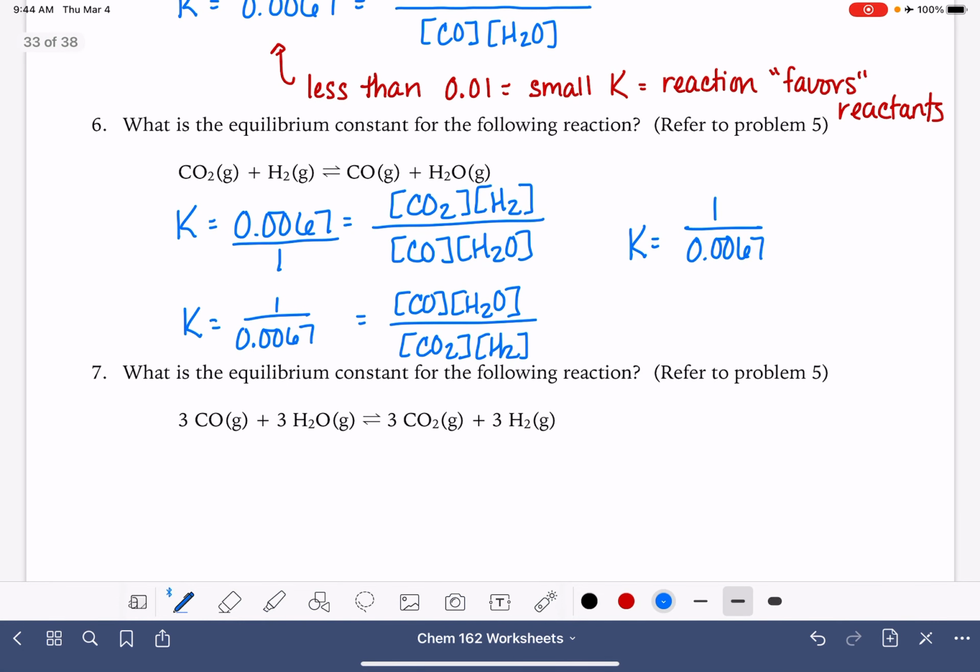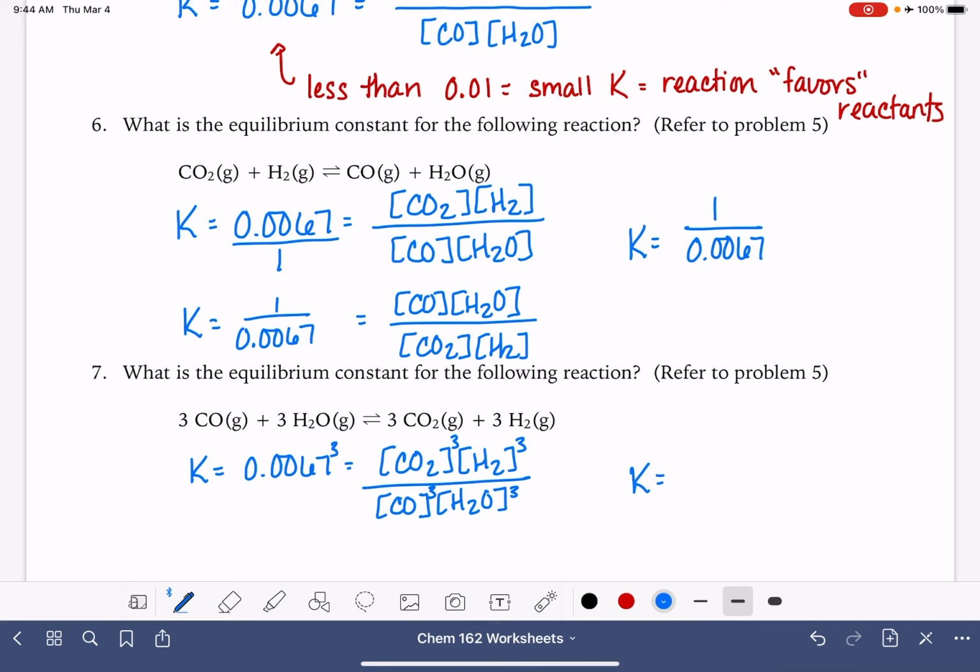So again, we want to think mathematically, what does that mean? For our original equation, if it was 0.0067, and that came from CO2 times H2 over CO times H2O. But if we come along with this and we change the stoichiometric coefficient, so now it's CO cubed, H2 cubed over CO cubed, H2O cubed, we need to do the same thing to our equilibrium expression K. So this is going to be 0.0067 cubed.